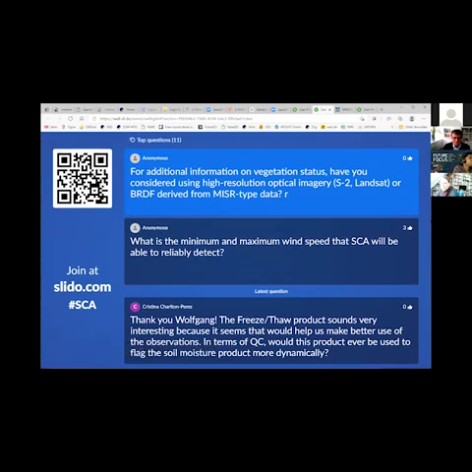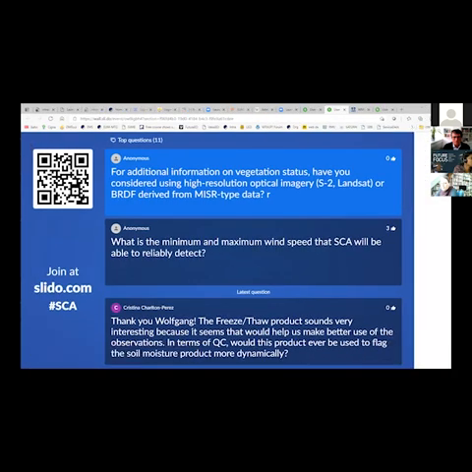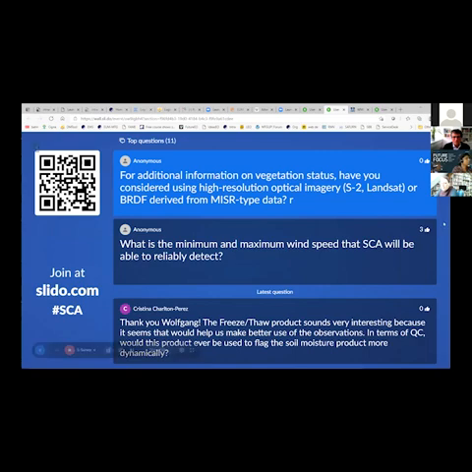For additional information on vegetation status, have you considered using high resolution optical imagery, S2, Landsat, or BRDF derived from MISR type data? Well, we have not considered yet the Landsat or Sentinel-2 type of data, but of course we've been working with MODIS, MERIS, Sentinel-3 type of vegetation data products. And we're doing different experiments where, by also including them in the retrievals, we can further improve the vegetation correction in our retrievals.